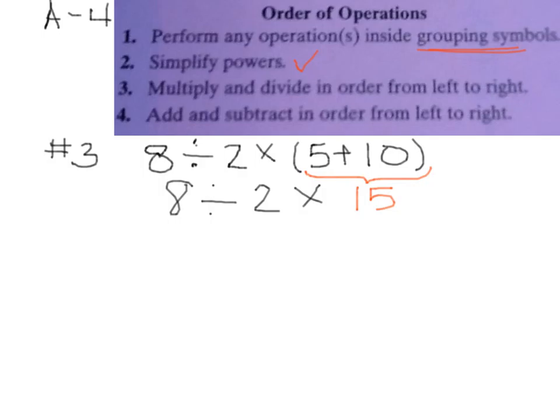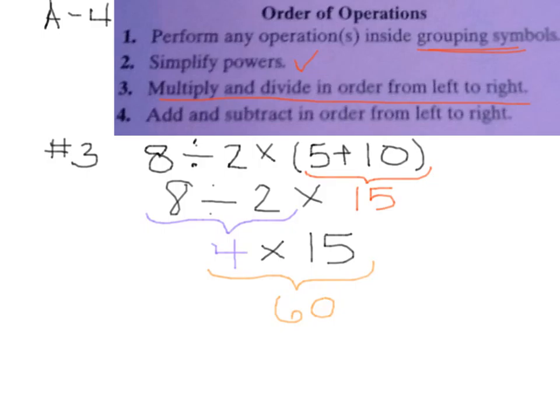The next step is to multiply and divide in order from left to right. Well, I do have both multiplication and division, and as I look at this, I see that the first thing I come across in order from left to right happens to be division. So I'm going to simplify my division first, and this gives me 4, and I'm left with times 15. Then I'm going to do, obviously, my multiplication next. I have 4 times 5, and 4 times 5, sure enough, gives me 60. So that's the first problem.